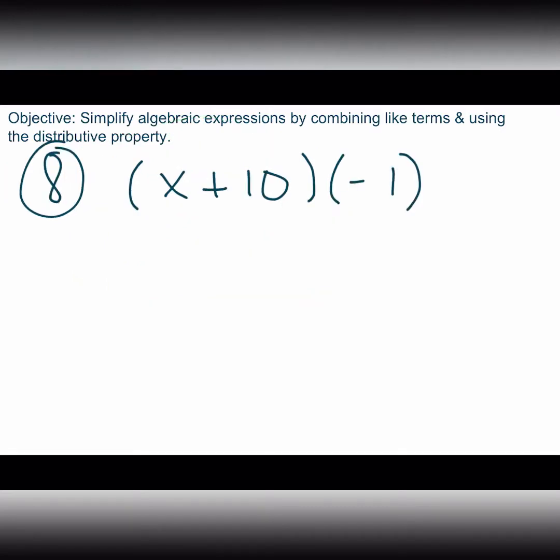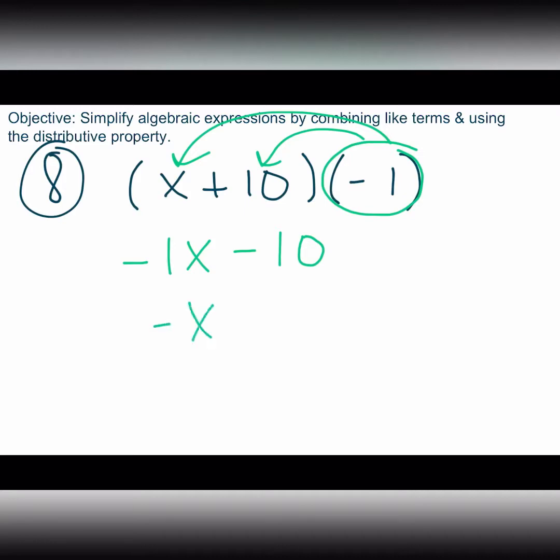Okay, now we have a negative 1. It's on the right side. I'm going to circle that negative, and I'm going to distribute it into the parentheses. So I'm going to multiply both those terms inside the parentheses by negative 1. Negative 1 times x is negative 1x. And then negative 1 times positive 10 is negative 10. Negative 1x can also be written as negative x. So that is our final answer.